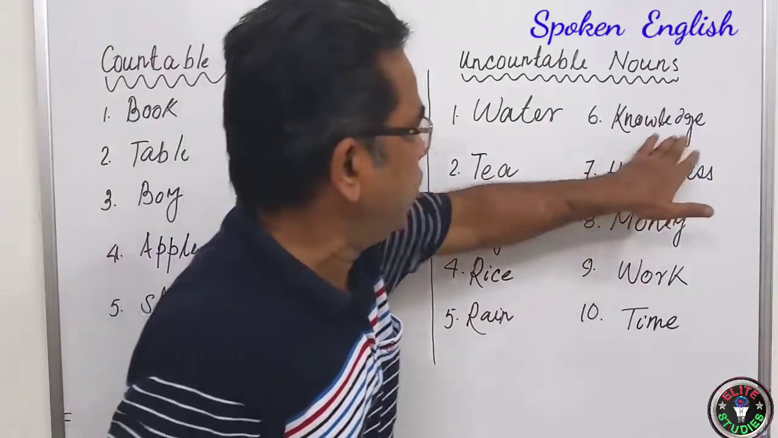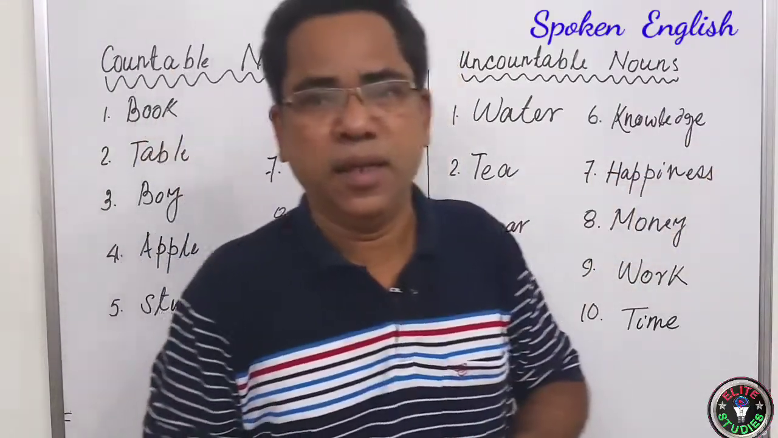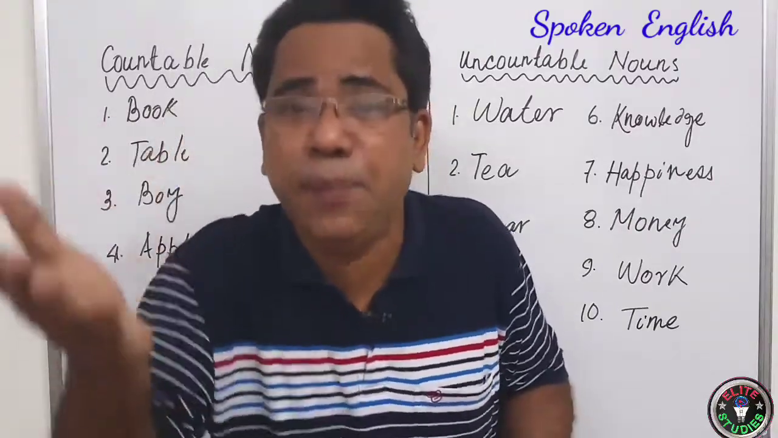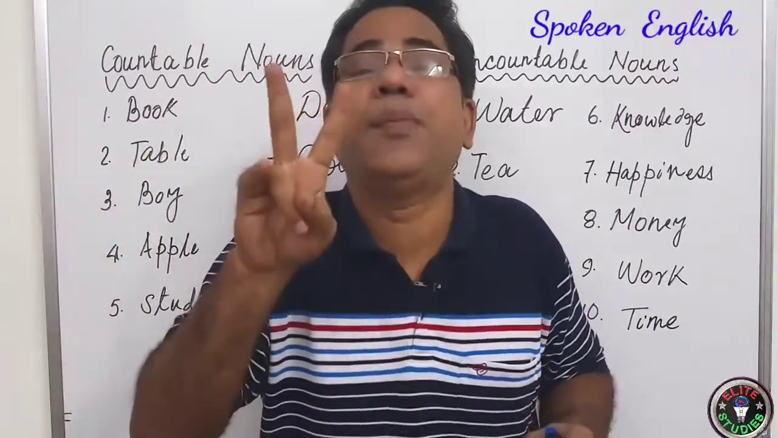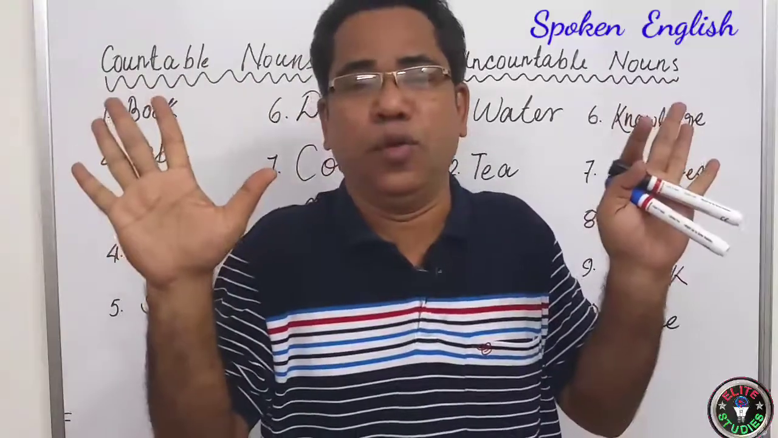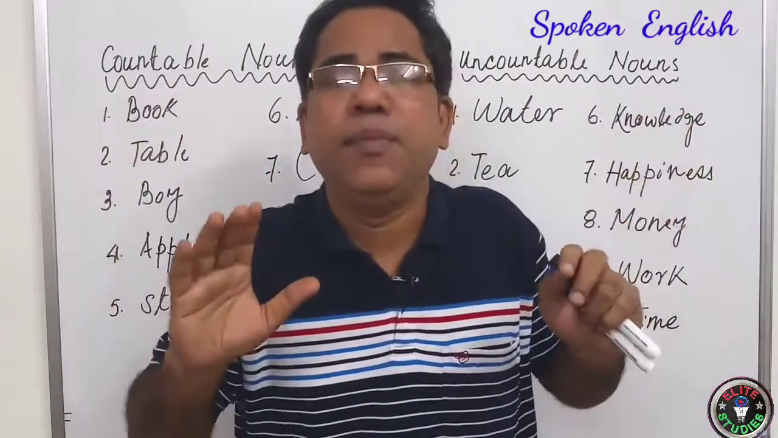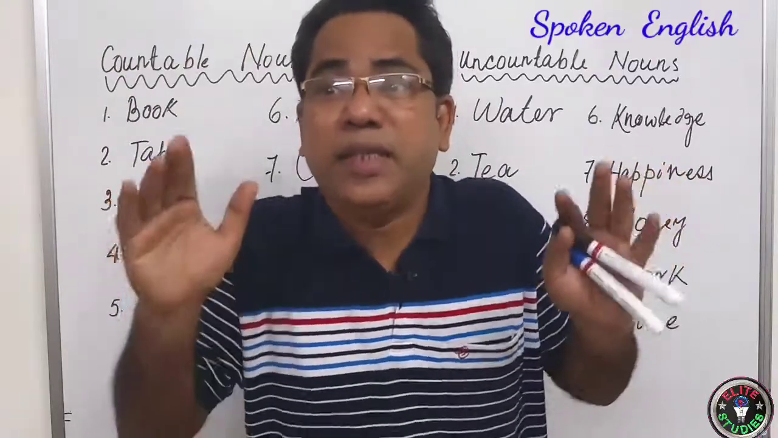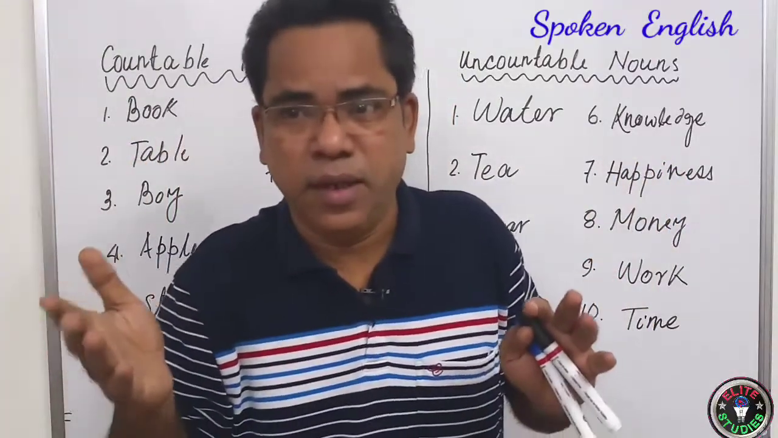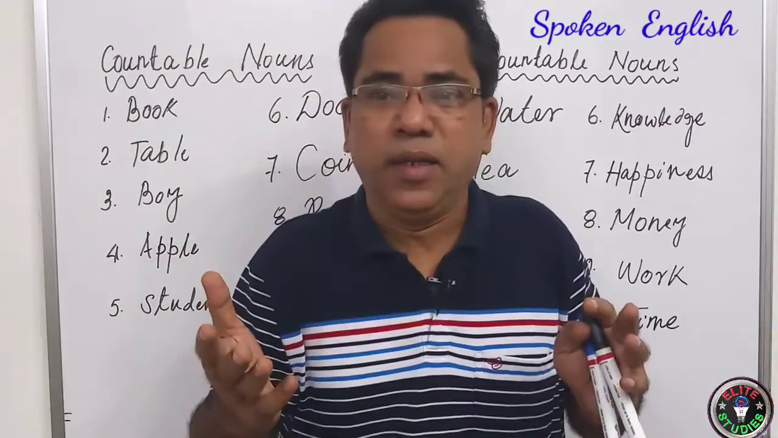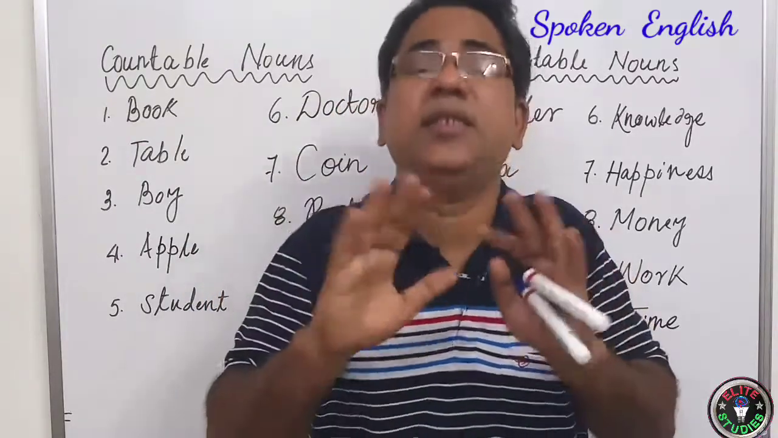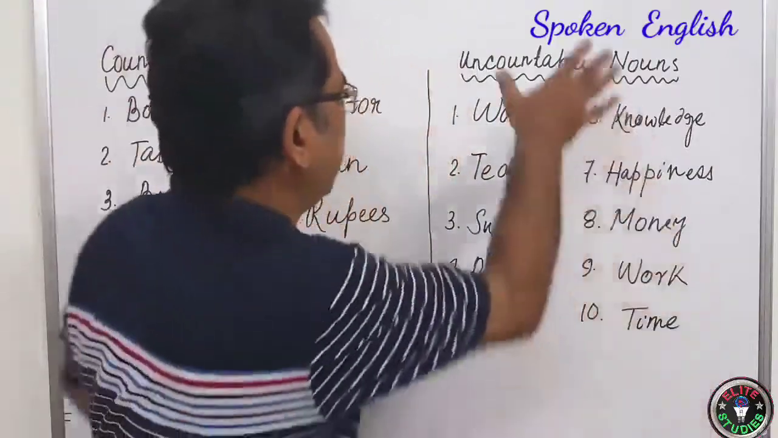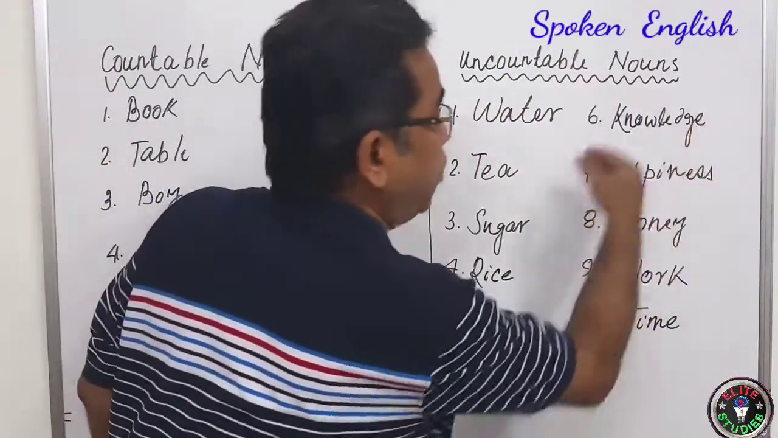But here you say, we do not use knowledge, happiness. Can you ask how much? We say how much happy you are, but how many happy you are? No. I have 2 happiness, I have 5 happiness. No. You can say I am happy. I salute his happiness. So happiness, you cannot say happinesses. In case of uncountable nouns, there is no plural form.